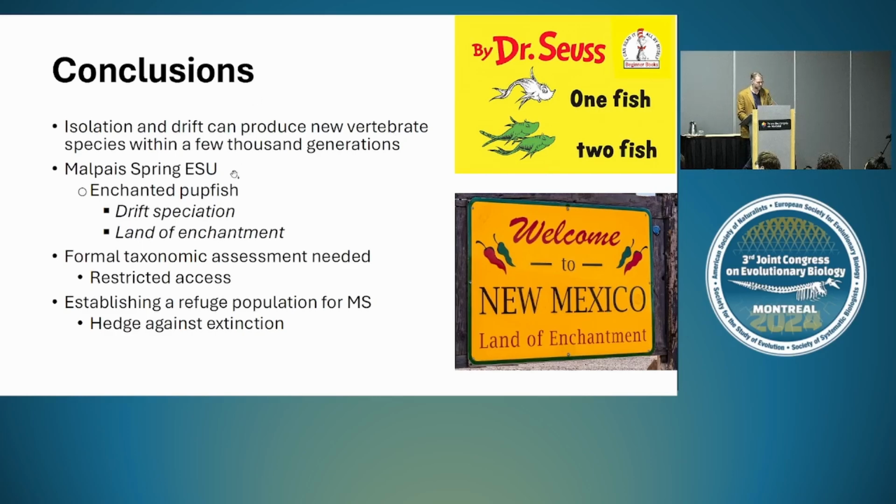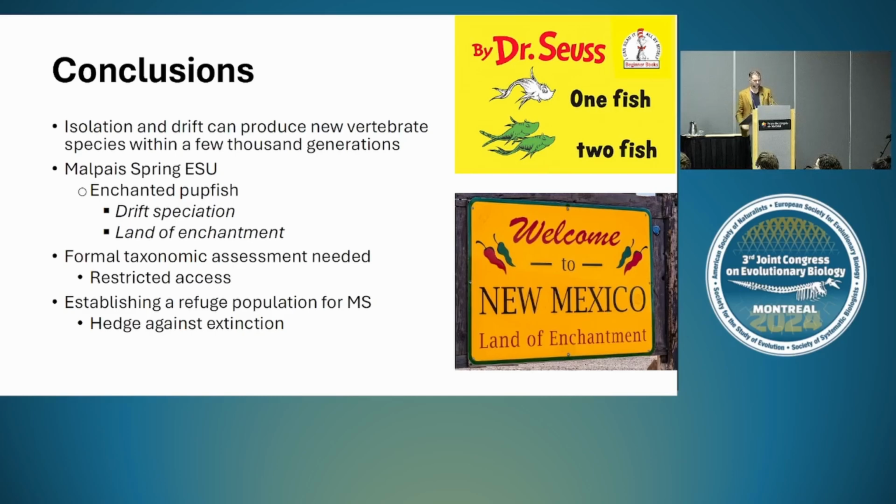Because the Malpaya Spring ESU retains the majority of the variation in our data set, we're recommending that it takes a new species name. We're picking enchanted pupfish for 2 reasons. One, for the lure of the drift speciation event, and 2, because the species is found in New Mexico, which is the land of enchantment.